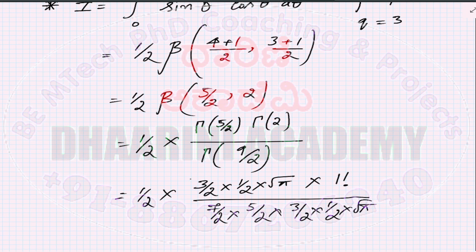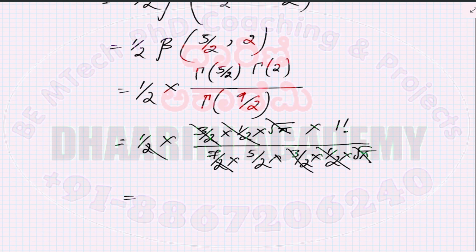So I know that 3 by 2, 1 by 2, root pi will cancel with the denominator. 1 factorial is simply 1. This 2 will cancel with this 2. So what happens in the final answer? The 2 in the denominator will go to the numerator. 7 into 5 is 35, which is the final answer.